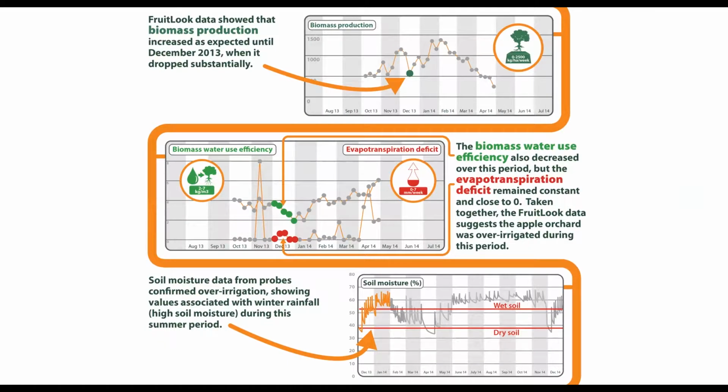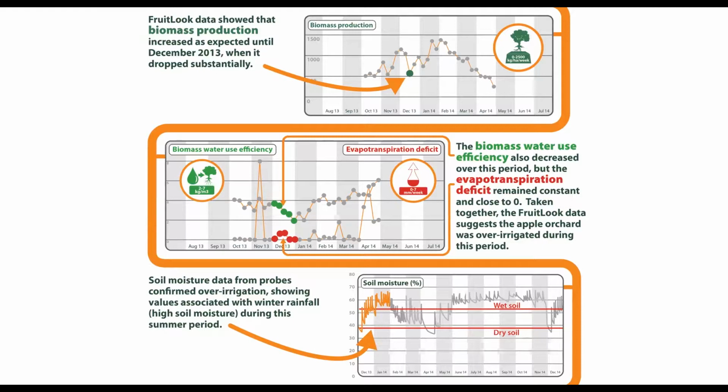In this example of an apple orchard, FruitLook data showed that biomass production increased as expected until December, when it dropped substantially. The biomass water use efficiency also decreased over this period, but the evapotranspiration deficit remained constant and close to zero. Taken together, the FruitLook data suggests the apple orchard was over-irrigated during this period. Soil moisture data from probes confirmed over-irrigation, showing values associated with winter rainfall during this summer period.